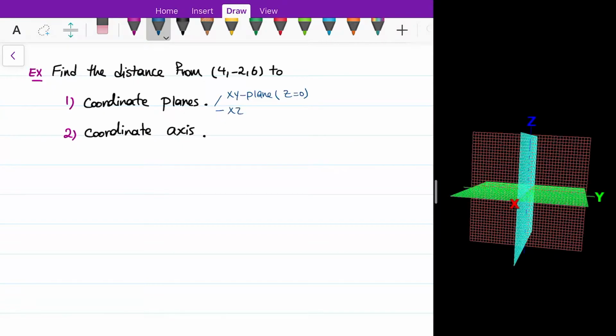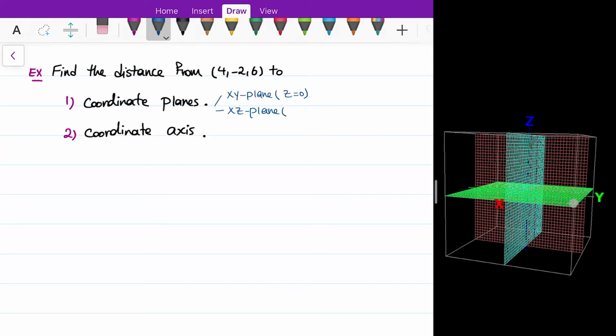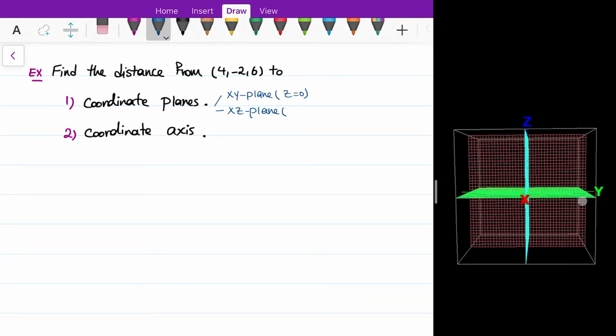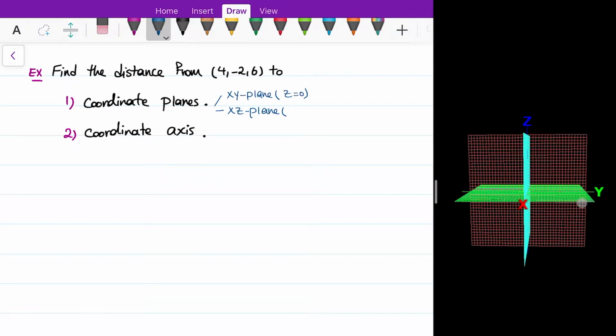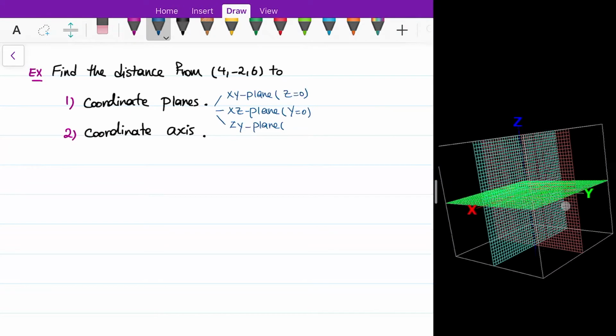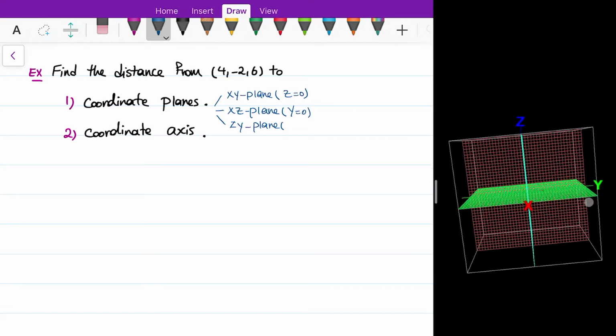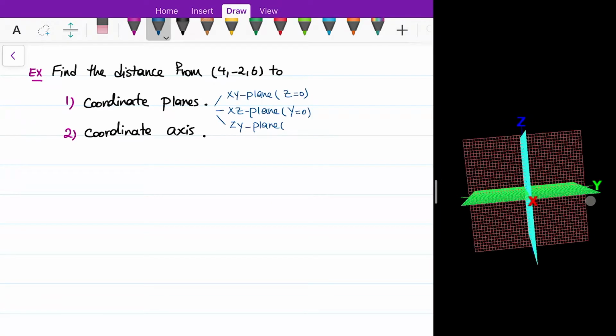The other one is the XZ plane. The XZ plane is the blue one when y is equal to 0. And also the ZY plane. So the ZY plane is the red one when x is equal to 0.